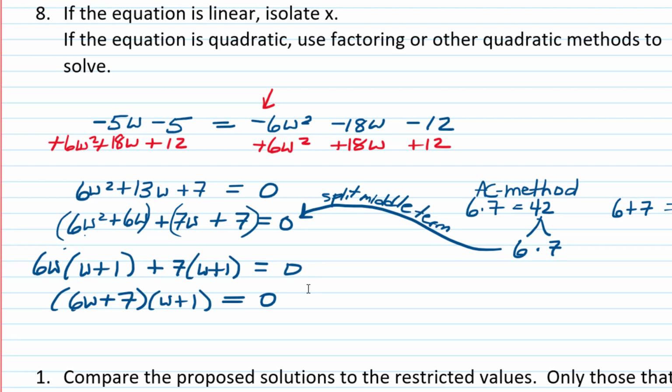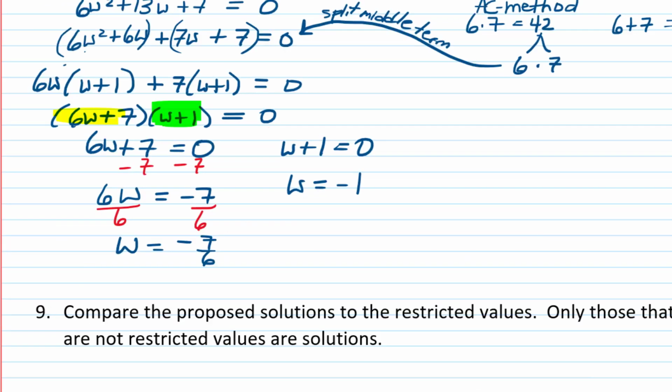Now we're going to use the zero product rule, also known as the zero factor property, which tells us if two mystery numbers, which we have two mystery numbers here, are multiplied together and give us 0, then one of them had to be 0. So either 6w plus 7 is equal to 0 or w plus 1 is equal to 0. If 6w plus 7 equals 0, that means that w is negative 7/6. If w plus 1 is 0, then w turns out to be negative 1. So we have two proposed solutions.